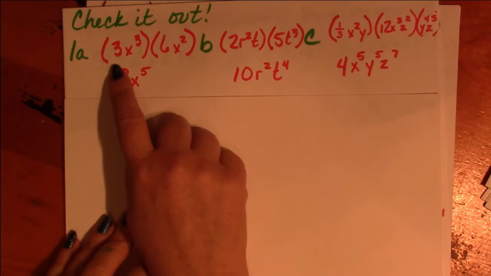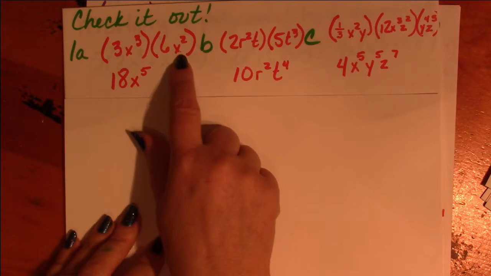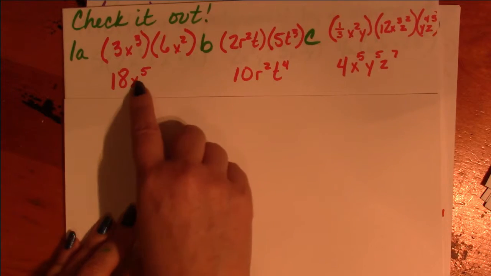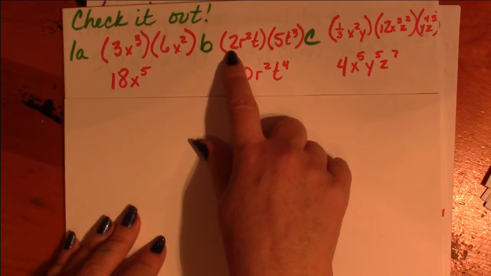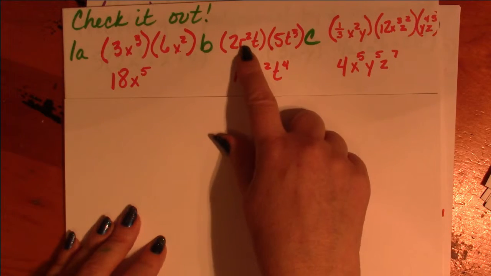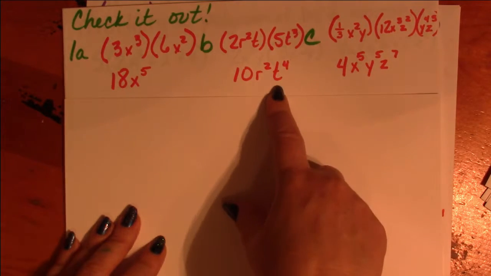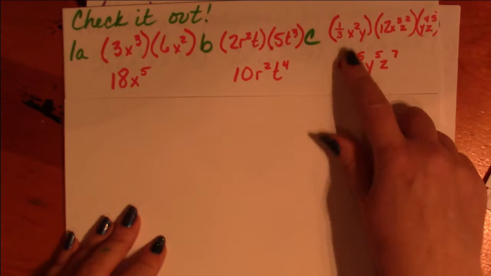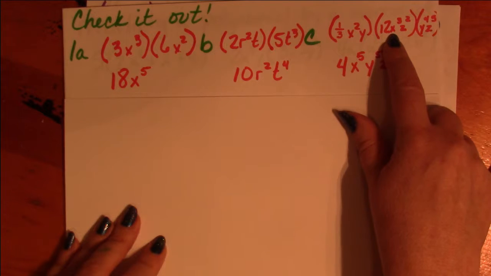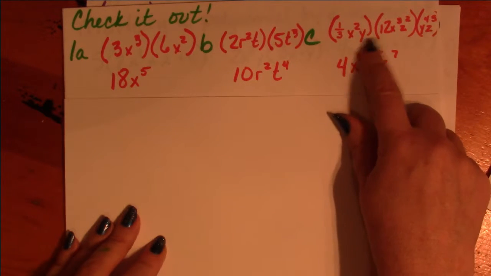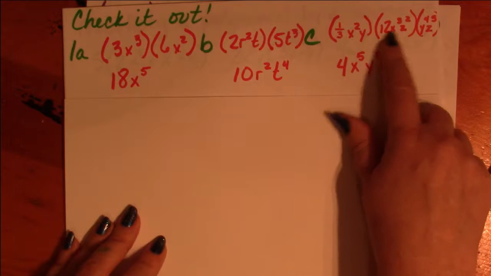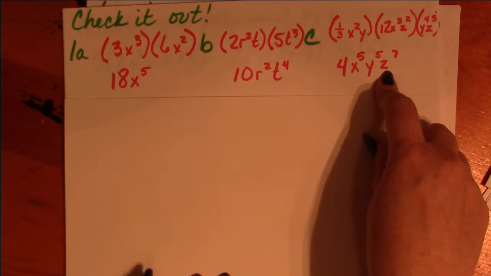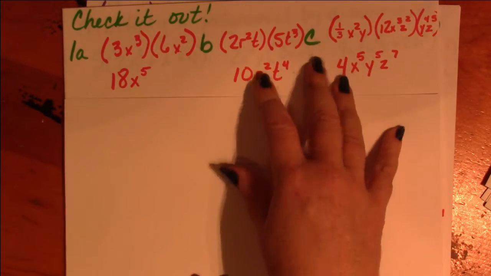So Check It Out number 1, we have 3x cubed times 6x squared. 3 times 6 is 18, and we have a total of 5 x's. Here 2 times 5 is 10, r squared, and a total of 4 t's. 1/3 times 12 is 4. X squared times x to the third is x to the fifth. Y times y to the fourth is y to the fifth, and z squared times z to the 5 is z to the 7. Make sure you ask if you have any questions.